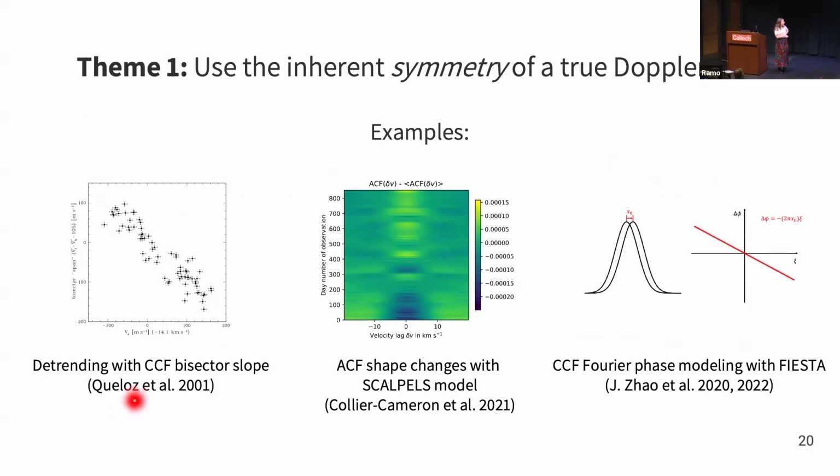This goes back to the early days of RVs. I think even the idea predates actually finding planets with radial velocities. Some more recently developed methods include looking at shape changes in the autocorrelation function, which is a translation invariant version of the average line shape in the spectrum. This is the Scalpels model developed by Collier Cameron et al., which does a data-driven PCA type approach to changes in the ACF. And finally, the Fiesta model moves into Fourier space and uses the fact that when you do a Fourier transformation, all of the asymmetric information is contained in the phases in Fourier space. And so we can try to separate out symmetric and asymmetric and translational shifts there.